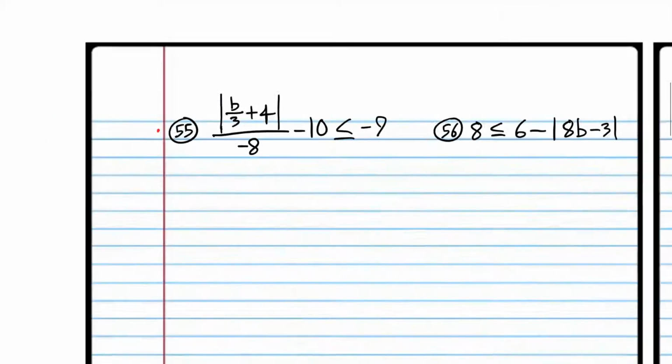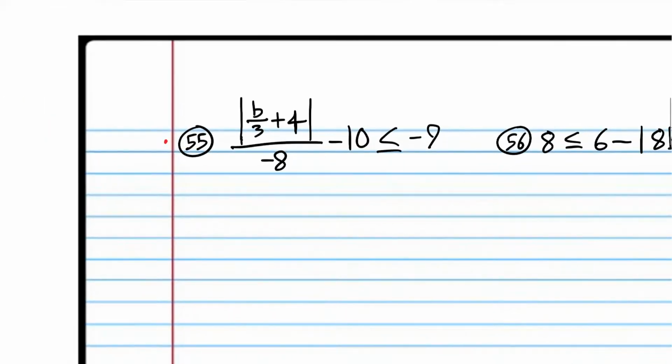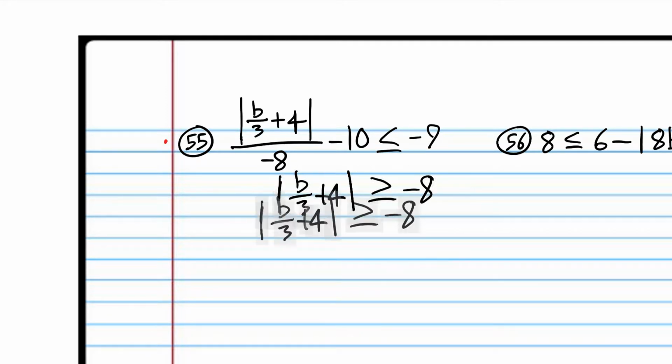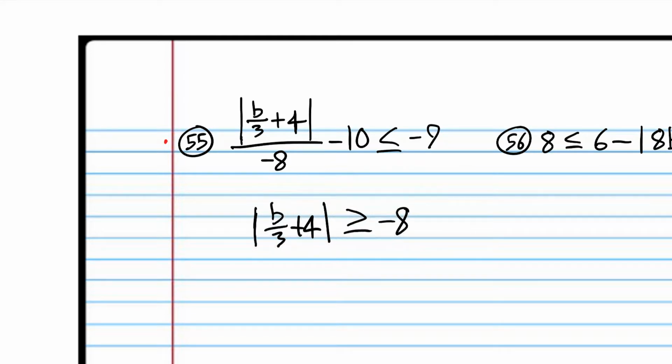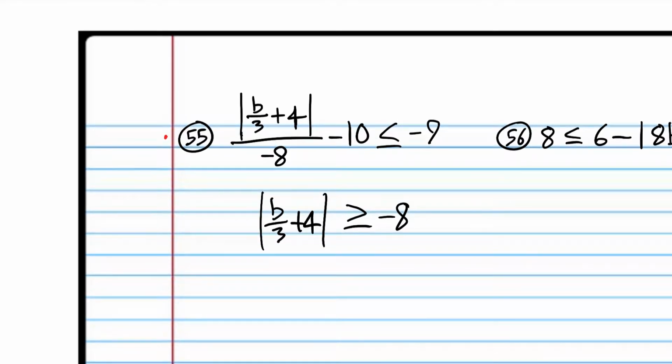So first, what we're going to do is isolate the absolute value. We're going to add 10 to both sides and then multiply both sides by negative 8. And because we're multiplying by a negative, we have to flip that inequality, and we get negative 8 over here, and we have the absolute value of b over 3 plus 4. Might as well move this down. I don't need that much room. So again, we just isolate the absolute value.